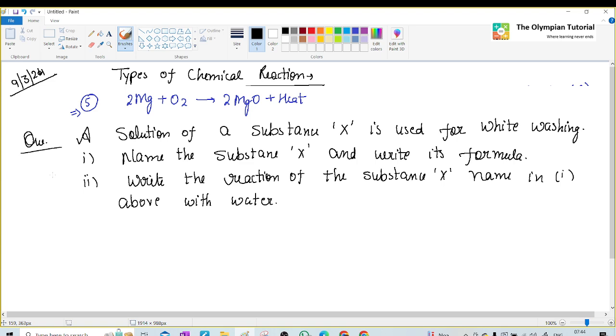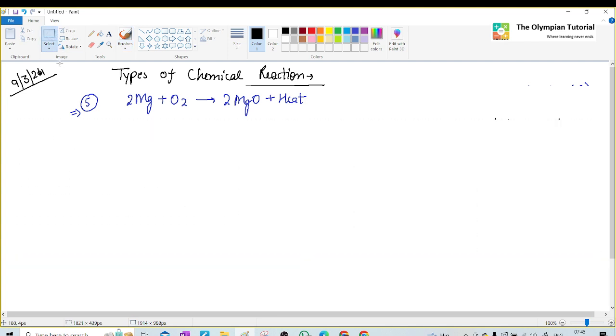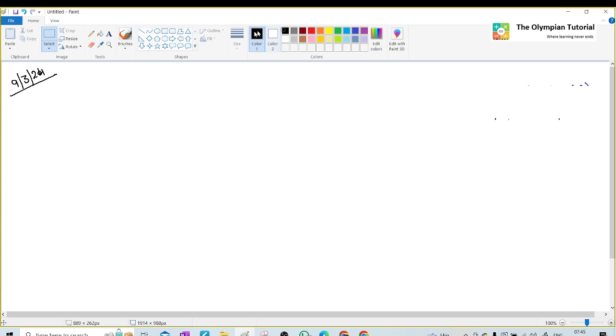How does it give out heat? Because it is giving energy. When energy is given out, then it will be considered an exothermic reaction. Oh, okay. Energy is given out. The most important point is that energy is given out, that's why it is an exothermic reaction. Okay, Tanya, one more question I am giving you. This is also an example of a combination reaction.